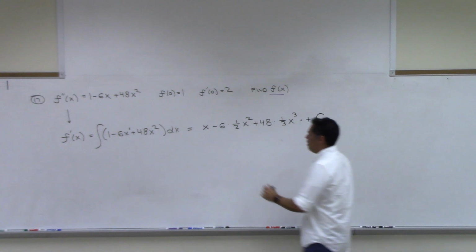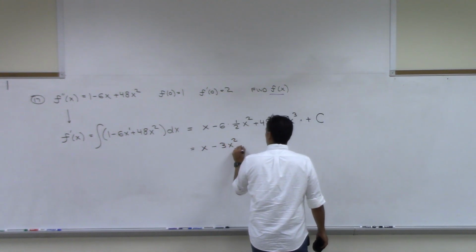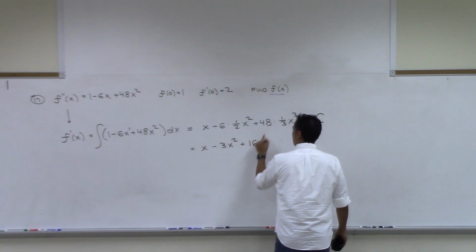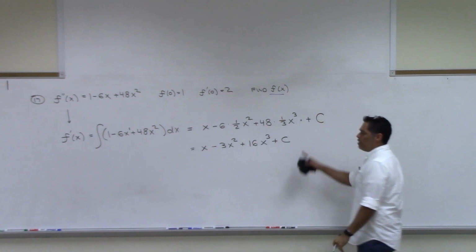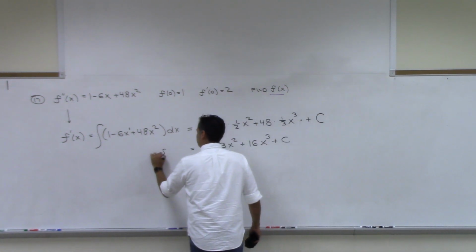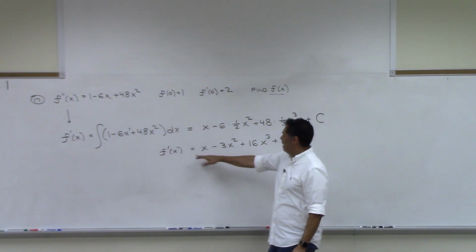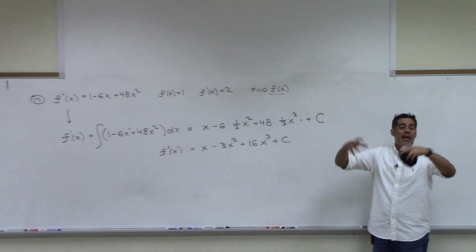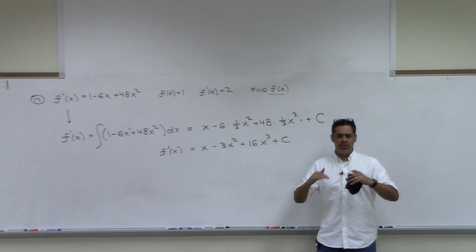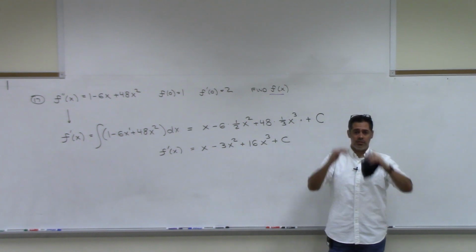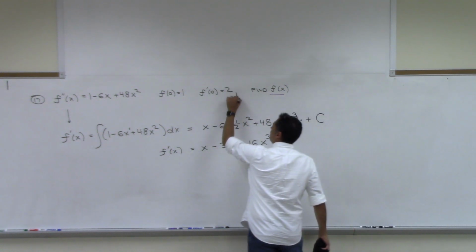Now I'm going to clean this up before I do anything else. This is going to be x minus 3x squared plus, let's see, 48 divided by 3 is 16, so 16x cubed, plus c. So this is what I know about the derivative so far. The derivative of this function is this, which is a family of functions because I have plus c. So it's all these functions. They all look like this, but they're just moved up and down. Infinite number of answers. But I'm given some information about that derivative.